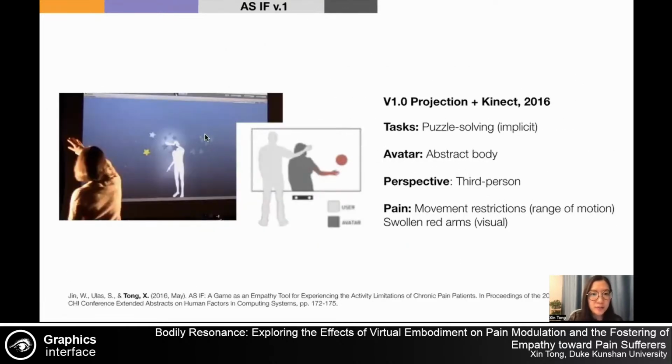In the initial version, through puzzle-solving tasks, participants experienced a restricted range of motion and swollen right arms in an abstract background. Participants viewed the game from a third-person perspective. We implemented restricted movements because chronic pain patients usually have mobility issues and a limited range of motion. From a pilot test, we found that although participants perceived the restricted movement and visual effect as a frustrating, painful experience, they did not get the reasoning behind it and were confused about the game.